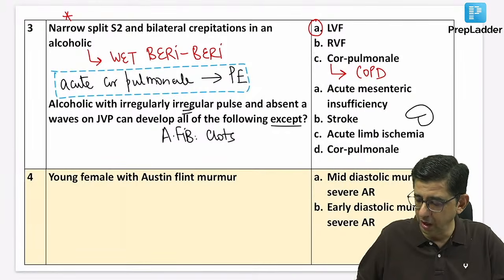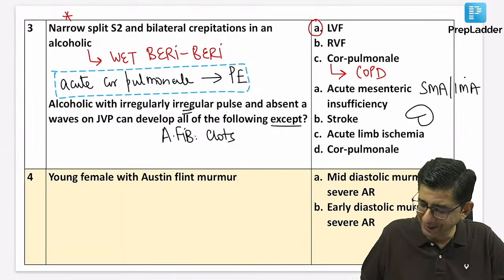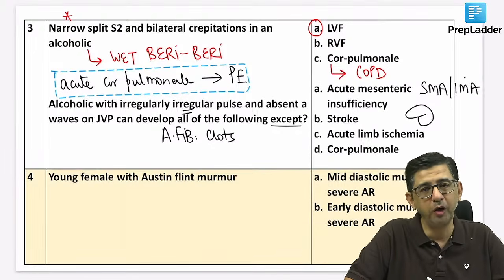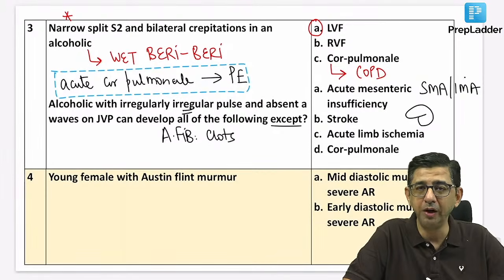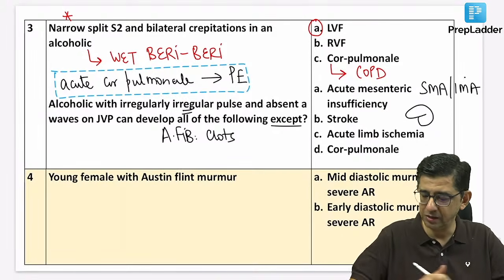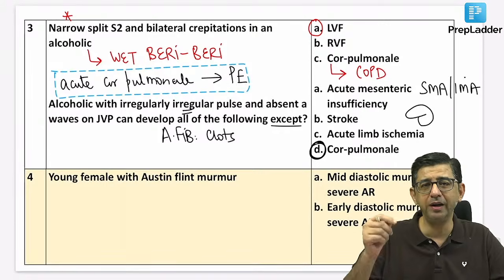They can go into the superior mesenteric artery or inferior mesenteric artery. So you could have mesenteric insufficiency and gangrene of the intestine. And God forbid, if this clot goes into the femoral artery or popliteal artery, you can have acute limb ischemia. But what you will not get in this case would be cor pulmonale. So what you need to do is, you can see the strike rate decreased a little bit.